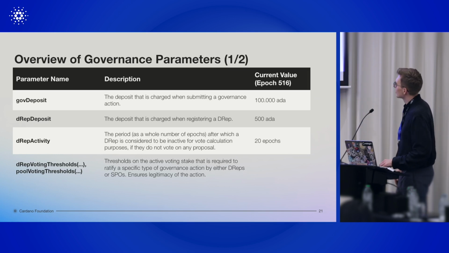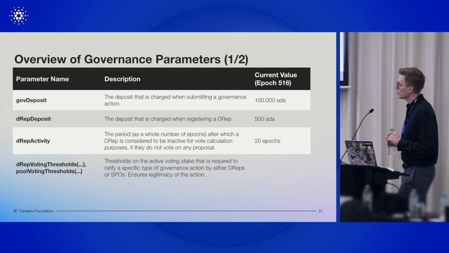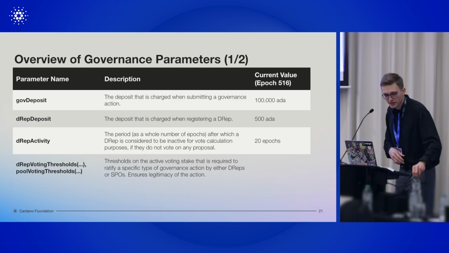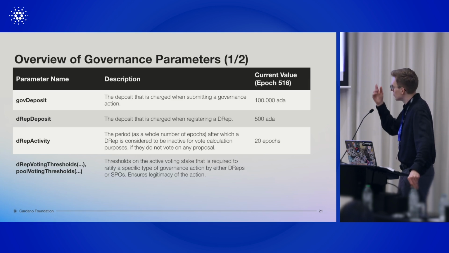Yeah. The second parameter on this list is the DRep deposit, and it's actually the same as the stake pool deposit with 500 ADA. So for those of you who already decided to register as a DRep, you had to deposit 500 ADA, and it's a parameter that can be adapted.